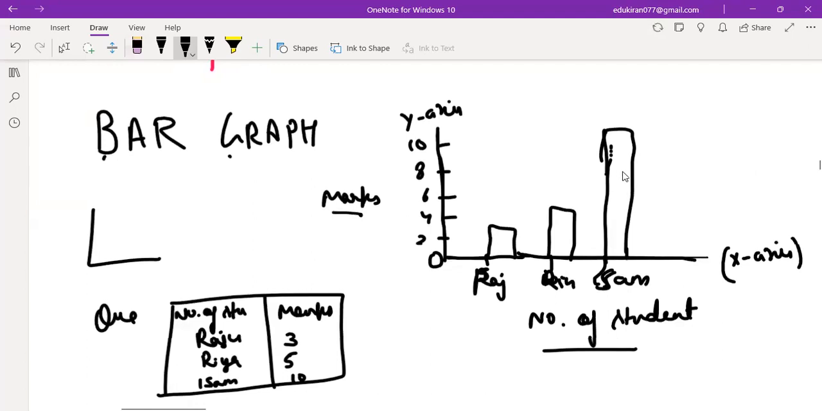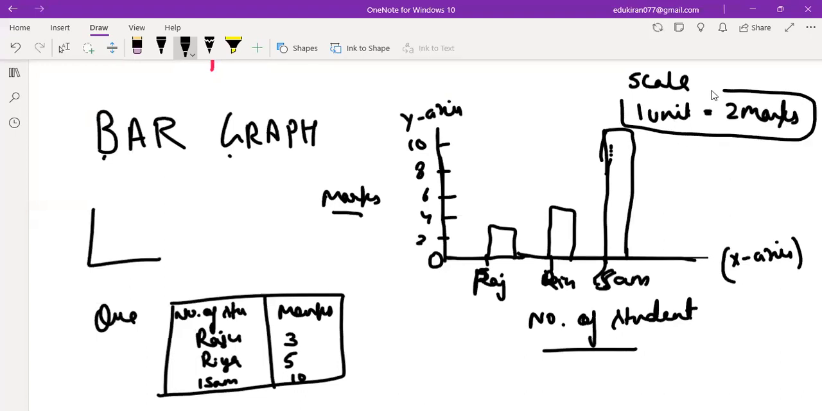Ma'am. And now the basic thing which you have to mention is the scale, right? So over here, they are representing 1 unit equals to how many marks? 2 marks. This is very important. Clear? For example, I would have taken here 4, then 8, then 12 like this. So I would have written 1 unit is representing 4 marks. Clear?